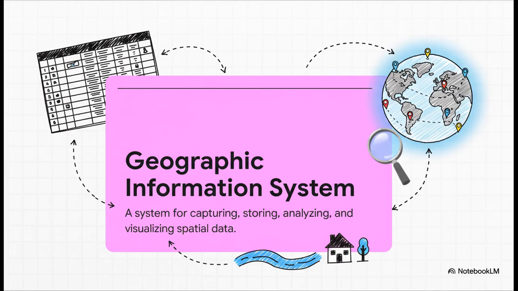Okay, so to manage all this location-based info, we use something called a Geographic Information System, or GIS. And honestly, the best way to think about it is to picture a giant spreadsheet. But, and this is the cool part, every single row in that spreadsheet also has a physical address somewhere on the globe. It's like a spreadsheet that actually understands where.